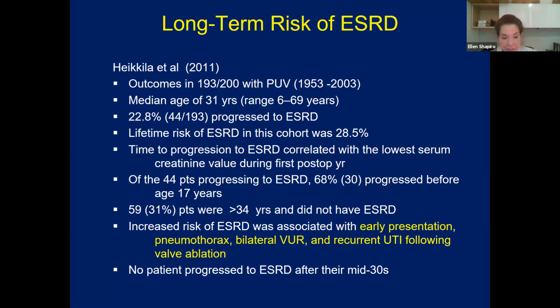And I'm going to skip down to this line that says no patient progressed to end-stage renal disease after their mid-30s. So that's a good fact to know in patients that you've been following. Increased risk of end-stage renal disease was associated with early presentation, pneumothorax, bilateral vesicoureteral reflux, and recurrent UTI following valve ablation.